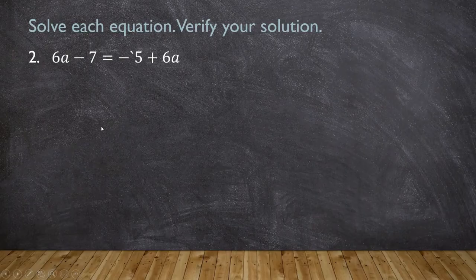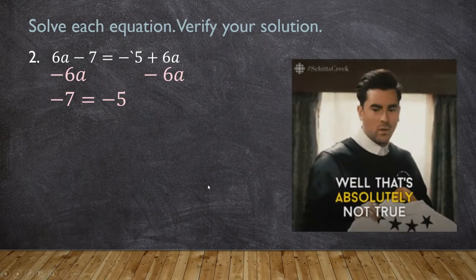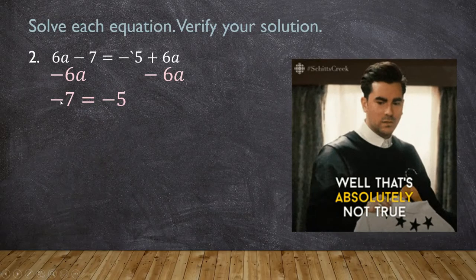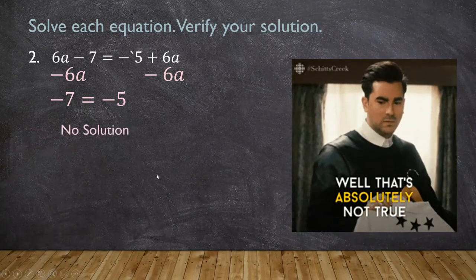In number 2, we have 6a. We've got a variable on both sides, so I would subtract 6a from both sides. That leaves us with -7 equals -5. So when the variable cancels out on both sides, but you're left with a false statement, -7 does not equal -5, that's when there is no solution.